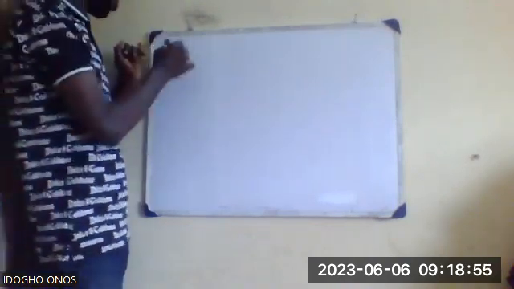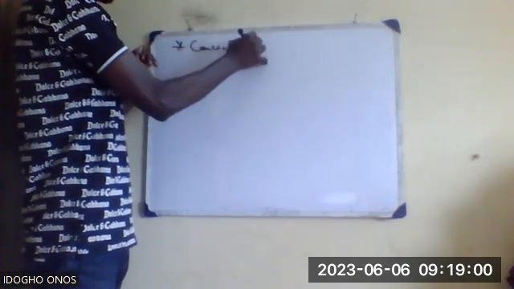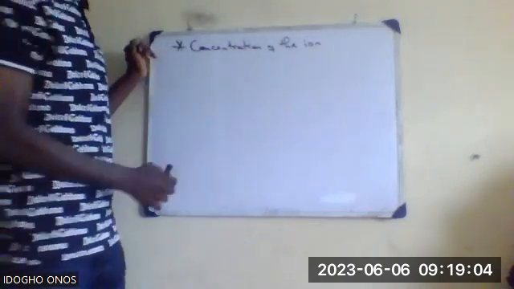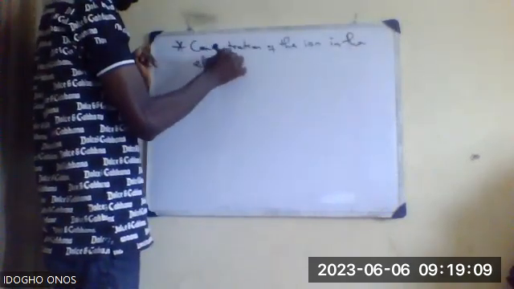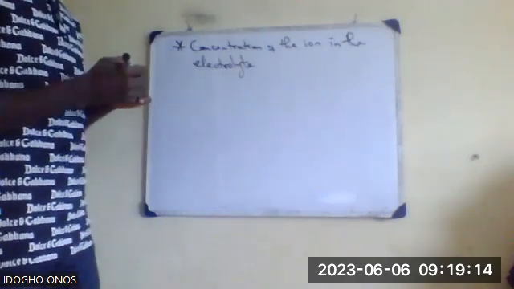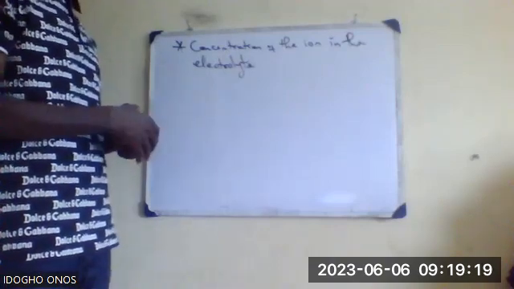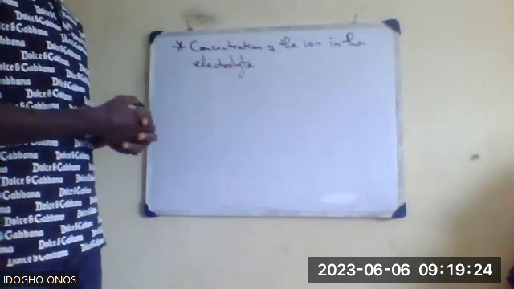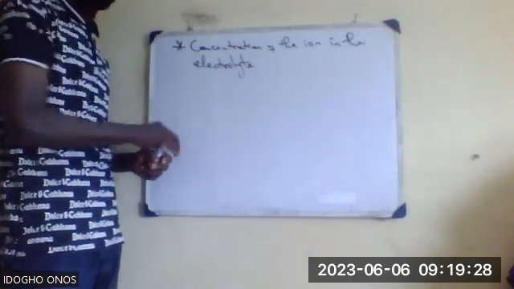So today we will start off from concentration of the ion in the electrolyte. Concentration of the ion in the electrolyte is another factor that determines the preferential discharge of ions in the electrochemical series. Let me use a simple example.